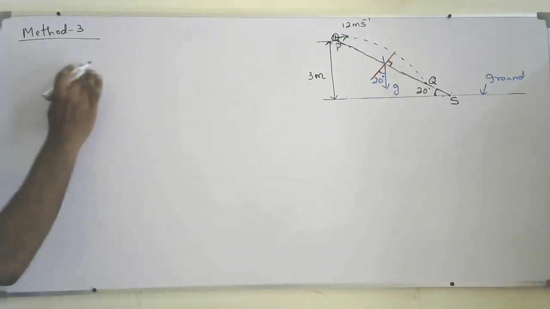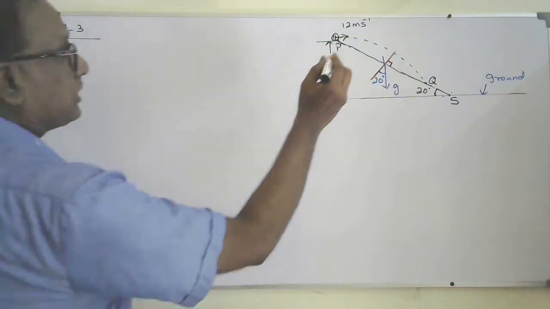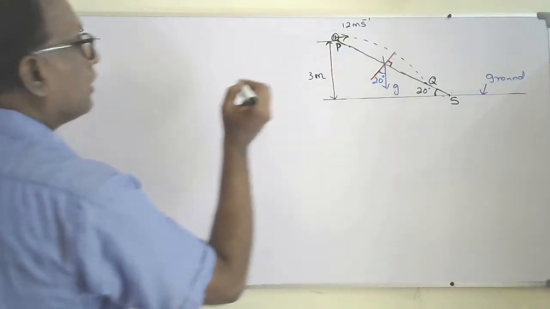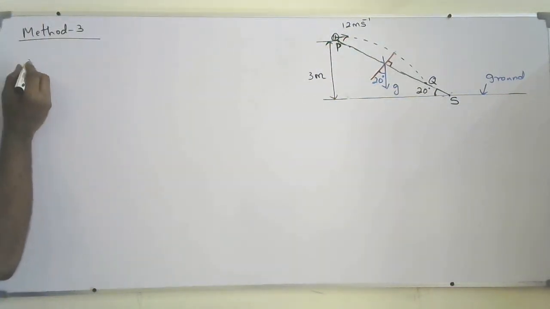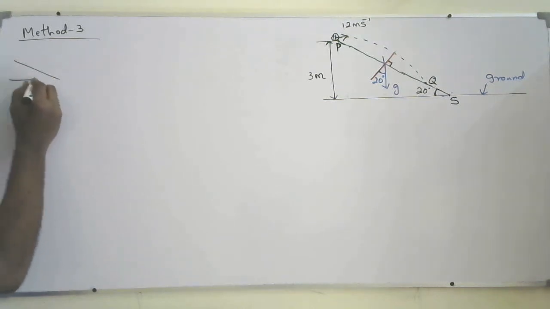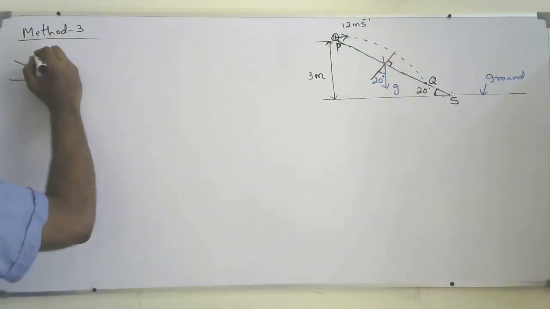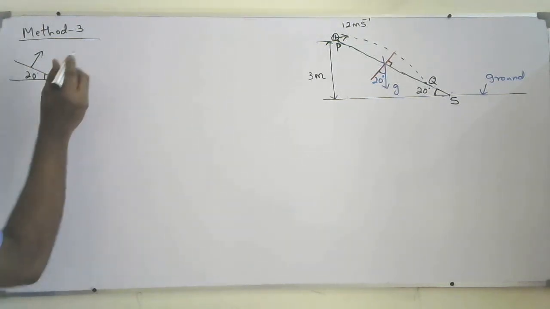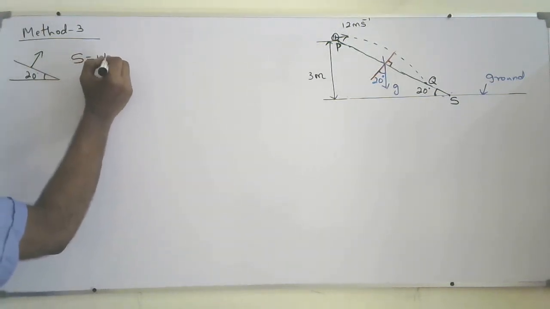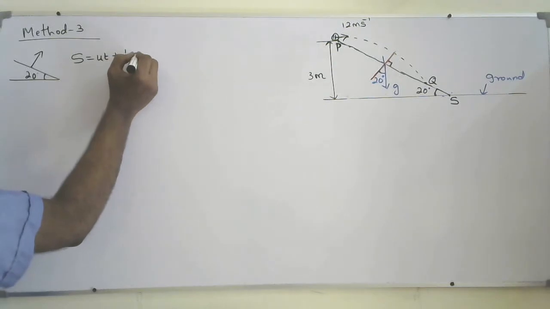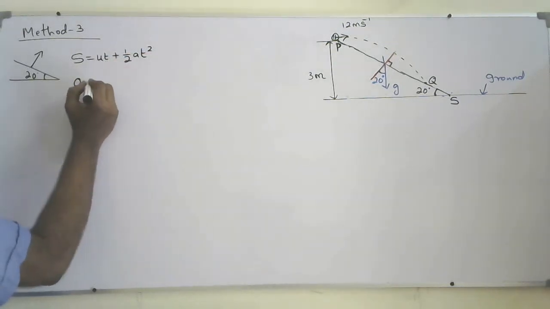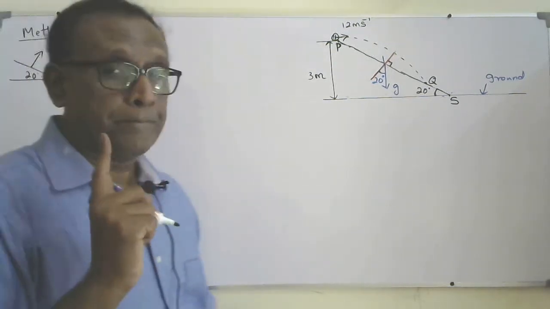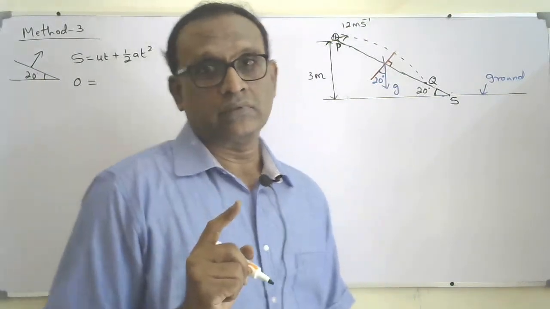So first I need to find the time taken to travel from P to Q. So I'm going to use the equation perpendicular to the slope. This direction I'm going to use. This is 20 degrees, so the arrow is perpendicular to the slope. S equals ut plus half at squared. So the displacement will be 0 perpendicular to the slope.